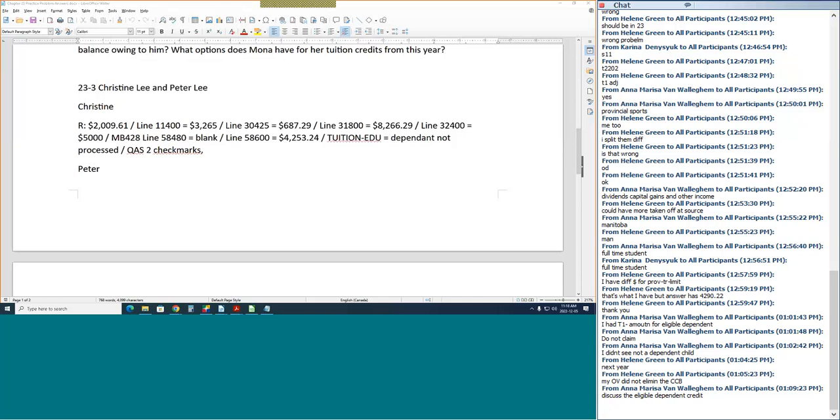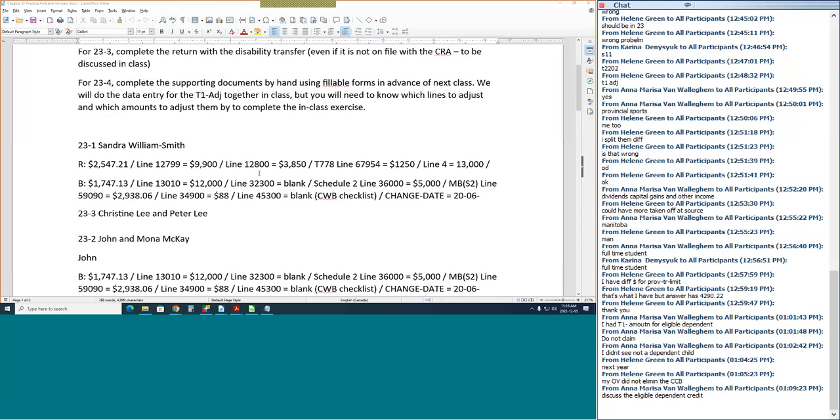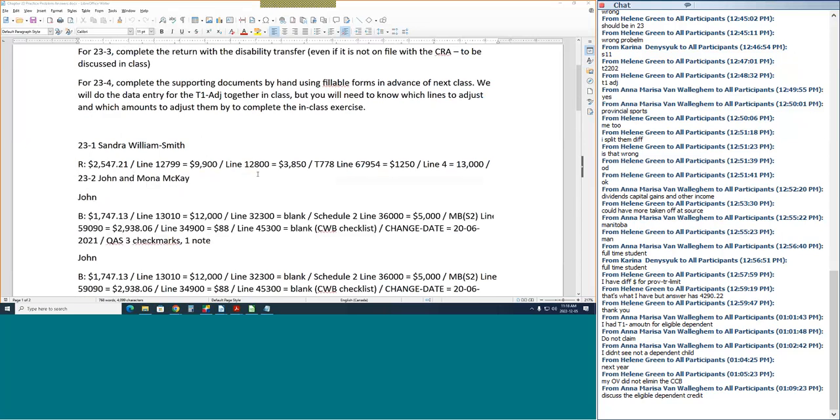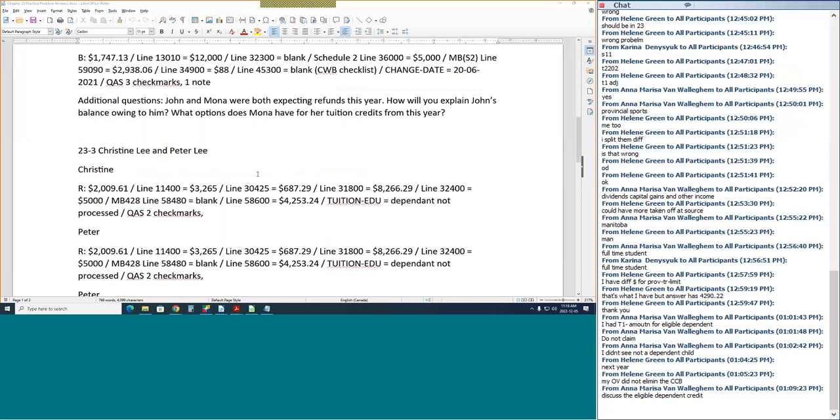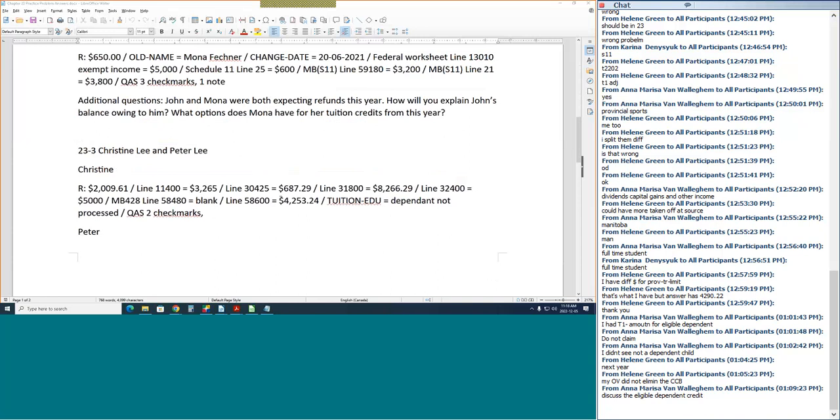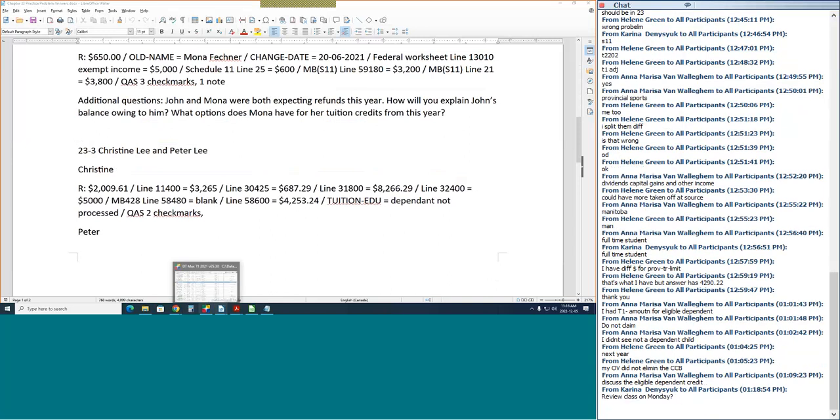All right, let's jump into the last section here, and I'm going to do these out of order. We do have the Sandra Williams-Smith file. I will come back to that one if we have time. I want to do the Christine and Peter Lee file because we're going to do the file first, and then we're going to do the adjustment, and I will teach you how to do adjustments as we go over the review so we can kind of get it all done at once. I hope you did that one in advance because you're going to need the numbers in order to know what to put in your adjustment.